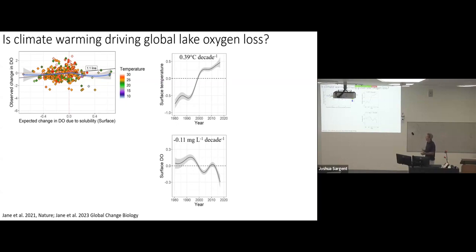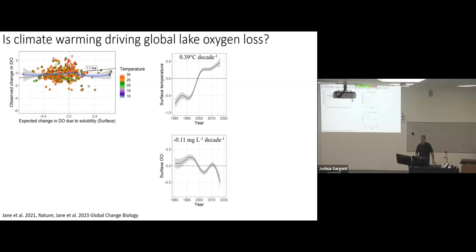The blue line shows the LOESS smoother of it, and actually that blue LOESS smoother falls very close to that 1-to-1 line overall, suggesting that our changes in surface water dissolved oxygen concentrations actually reflect our changes in solubility fairly well. There's a lot of variation across systems. A lot of that is driven by uncertainty in our trends, and a lot of those trends are fairly weak.